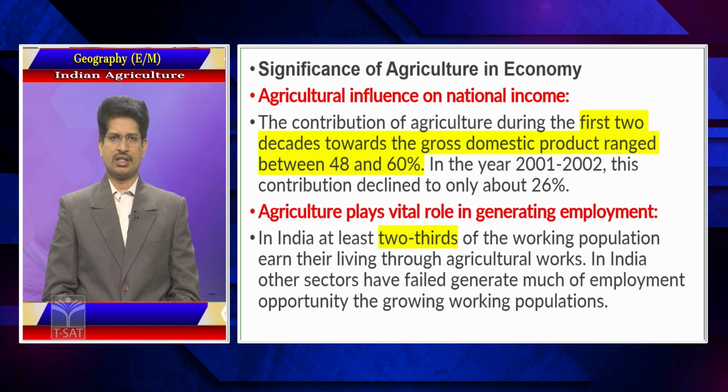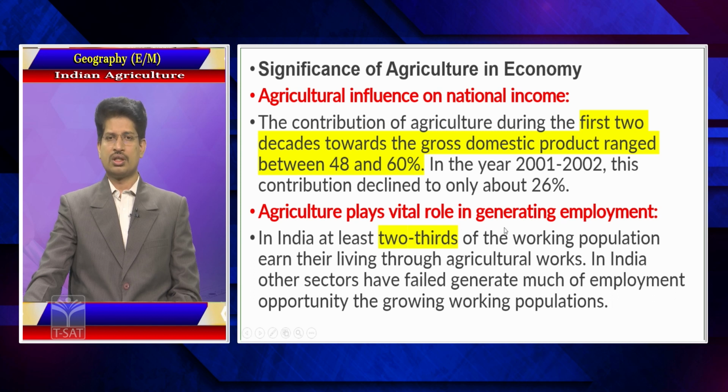Significance of agriculture in Indian economy. Agriculture influences national income. It is contributing more than 17% of GDP. In the first 2 decades after independence, it contributed around 48 to 60% of the GDP when the growth of India is considered. Later, even though the percentage is decreasing relatively compared with the rest of the sectors, in general, the amount of agriculture product from the independence decade to right now is gradually increasing.